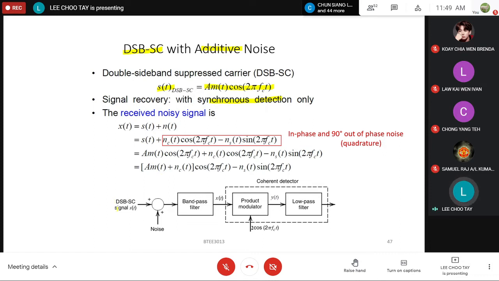Let's look at the diagram at the bottom first. We have a double sideband suppressed carrier signal that we transmit. Along the channel, noise will be added to it. At the receiver, we first pass the signal through a bandpass filter, so that it limits the signal we want to recover to the range we are interested in. Then I multiply the signal with a local carrier, followed by low pass filtering.